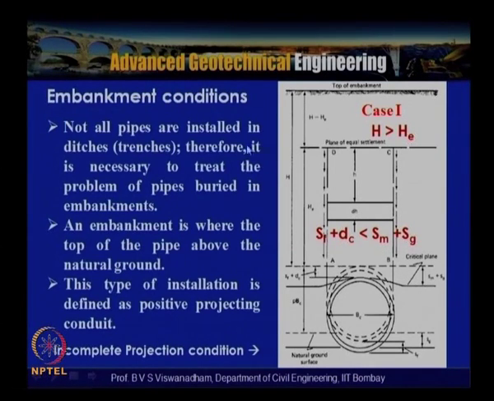Not all pipes are installed in ditches, and therefore it is necessary to treat the problem of pipes buried in embankments. An embankment is where the top of the pipe is projected above the natural ground, and this type of installation is defined as a positive projecting conduit. This condition, where SF plus DC is less than SM plus SG and H is greater than He, is called an incomplete projection condition.